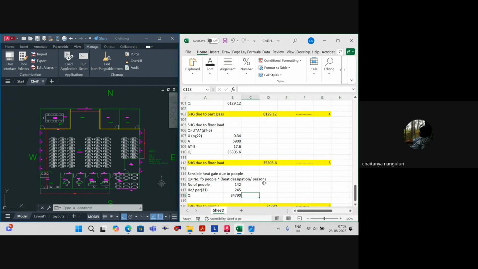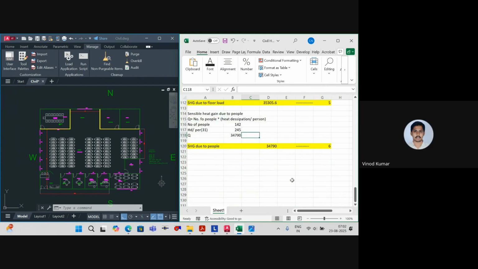Understood or not? Okay, so because of people also we have done. Now, don't you think we have to calculate because of equipment or not? Because of equipment we have to calculate, because of lighting we have to calculate, and because of pressure we have to calculate. Then we will be able to complete the total sensible heat load. You agree? Okay. So first we will calculate sensible heat gain due to equipment.